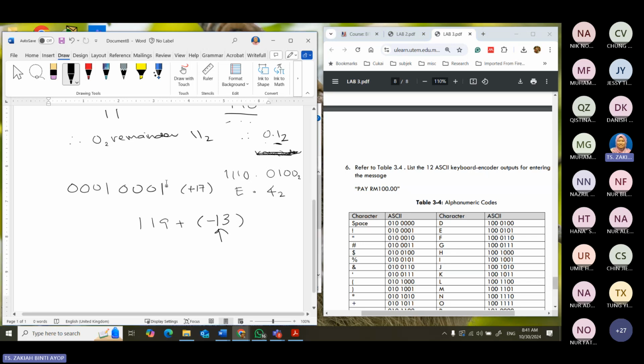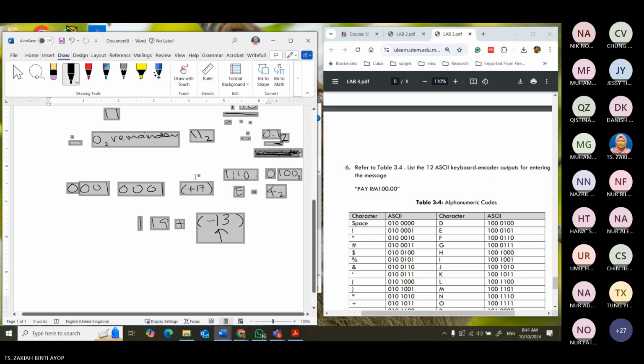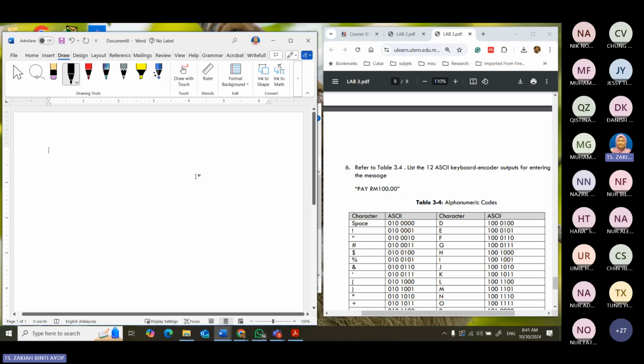Okay, so now for question 6. Let me delete first. Now here, ASCII code is a standard that is used to convert the keyboard in front of you. So how does the computer recognize that you are pressing D or you are pressing H? It's because of these codes here, the ASCII code. So every time I press this, it will be converted into an ASCII code. Then it will be processed in the CPU.